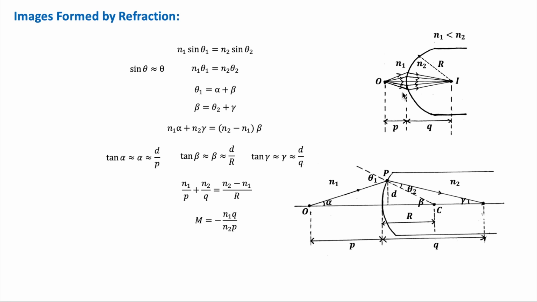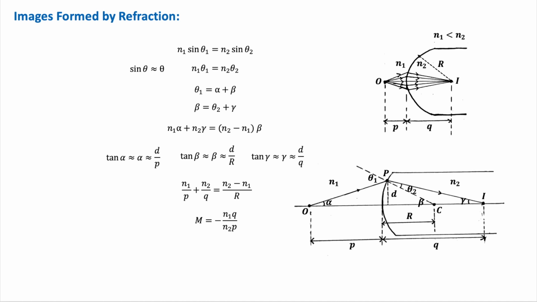So suppose the object is placed at O. As you can see here, the paraxial rays are refracted by the spherical surface, and they converge at the point I, which is the image point. So let's consider a single ray leaving O, this ray, and from Snell's law you can see that n1 sine theta 1 is equal to n2 sine theta 2 here. And if we consider only paraxial rays, we can assume that sine theta is almost equal to theta, and n1 theta 1 is equal to n2 theta 2.